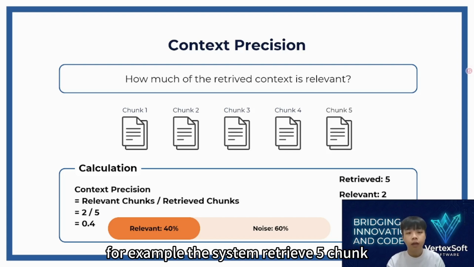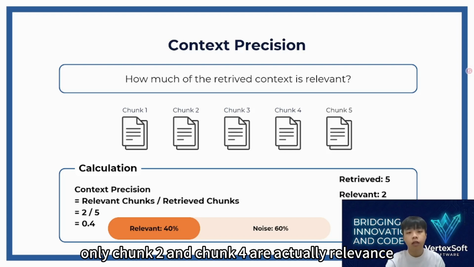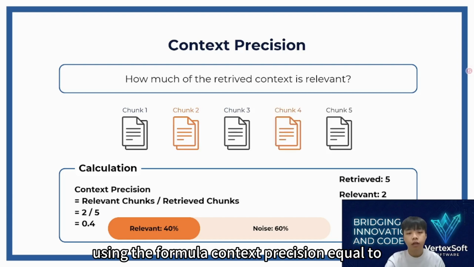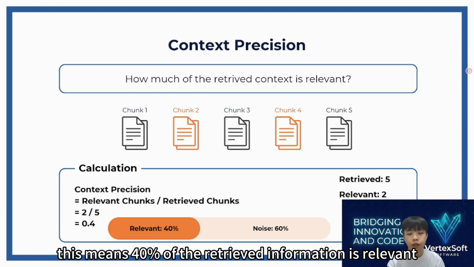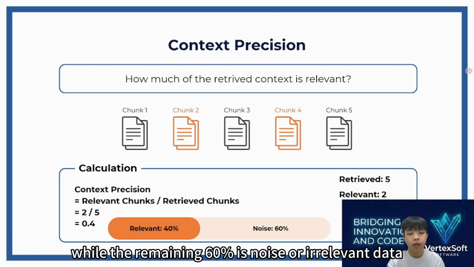For example, the system retrieved 5 chunks. Only chunk 2 and chunk 4 are actually relevant. Using the formula, context precision equals relevant retrieved chunks divided by total retrieved chunks. So 2 divided by 5 equals 0.4, which is 40%. This means 40% of the retrieved information is relevant, while the remaining 60% is noise or irrelevant data.